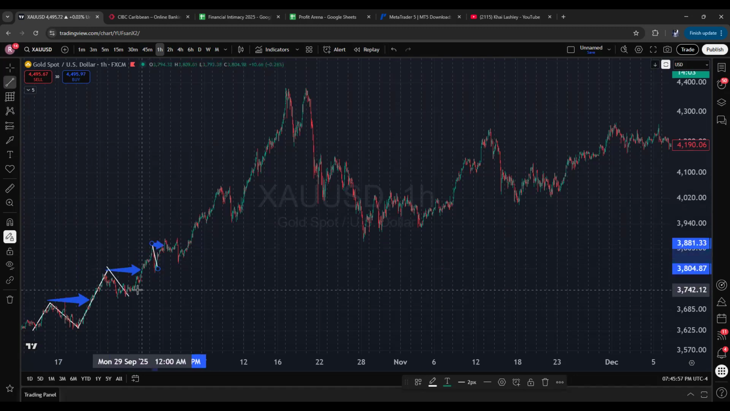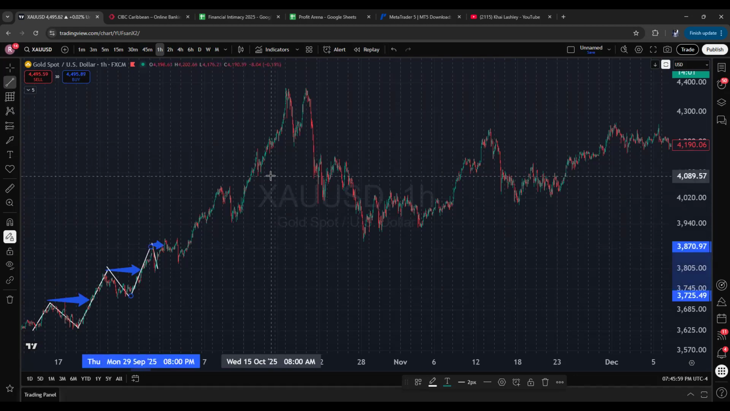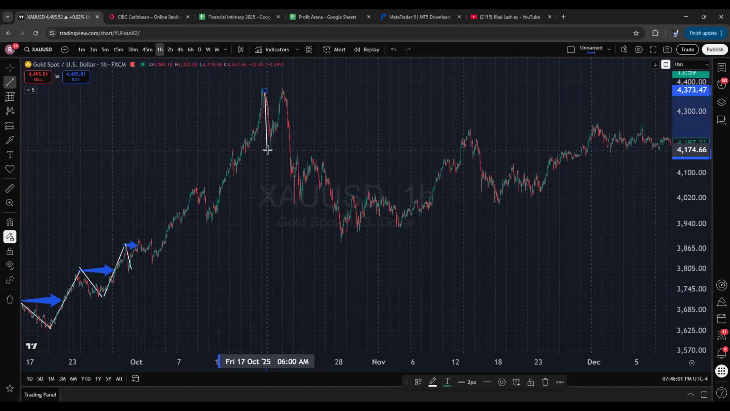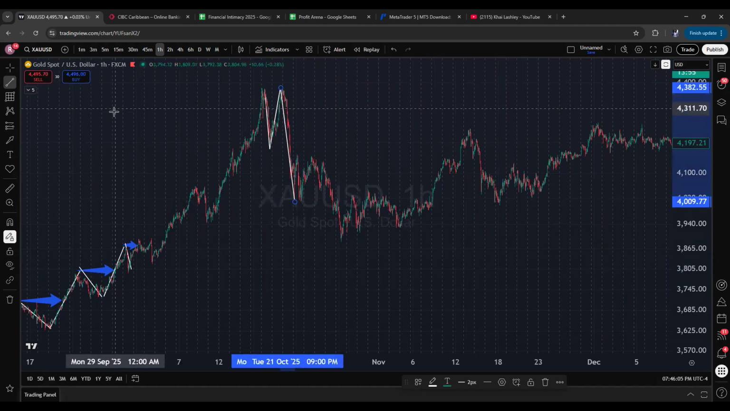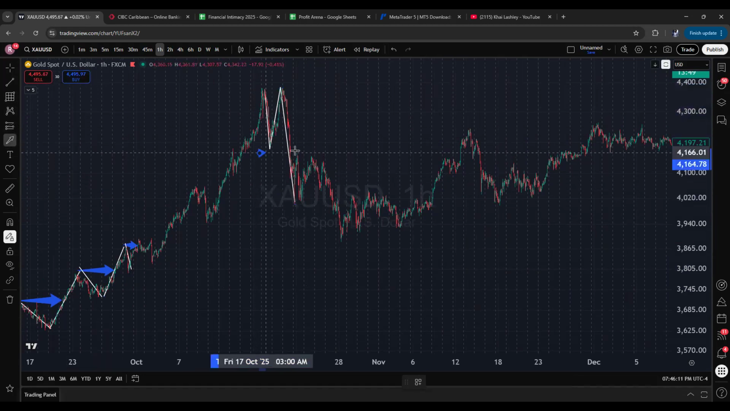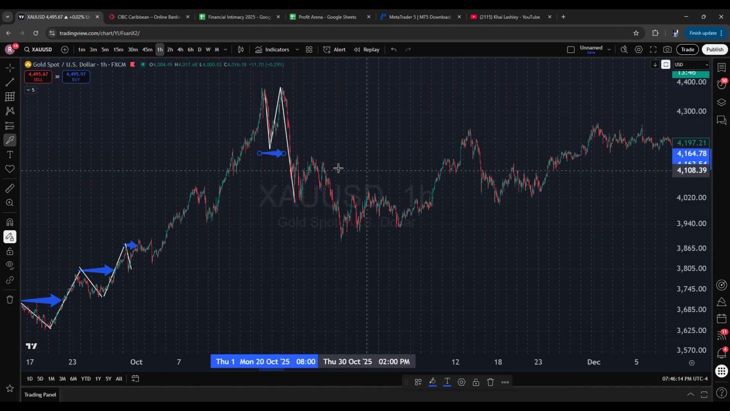If it is a break to the downside, then likewise, you're looking for the opposite direction.